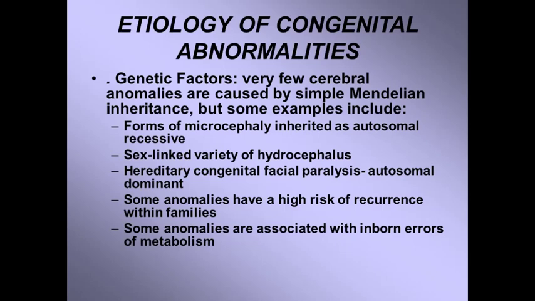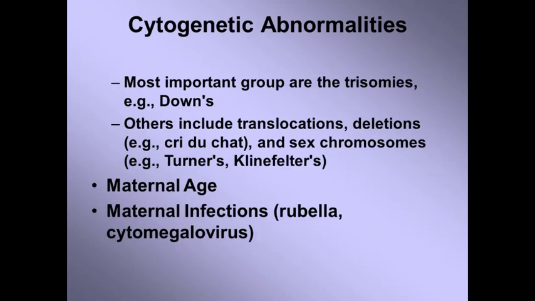Some anomalies have a higher risk of recurrence within families. Some anomalies are associated with inborn errors of metabolism. The most important group are the trisomies and cytogenetic abnormalities like Down syndrome. Others include translocation and deletion like Cri-du-chat, and sex chromosome disorders like Turner and Klinefelter syndrome. Maternal age is a very important factor. Maternal infections include rubella and cytomegalovirus.